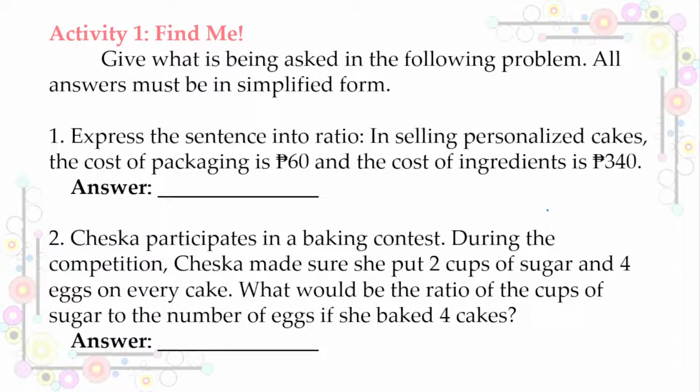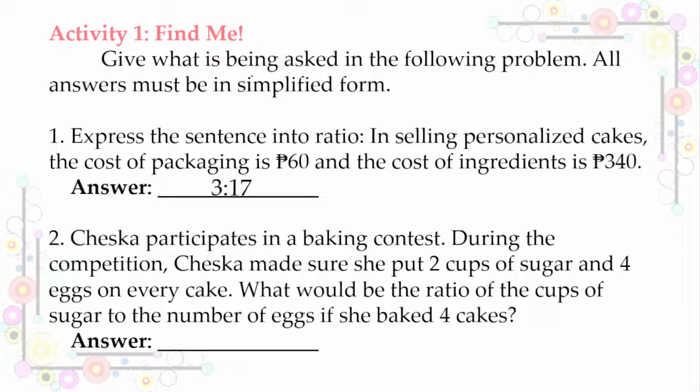So let's have number 1, express the sentence into ratio. In selling personalized cakes, the cost of packaging is 60 and the cost of ingredients is 340. So our answer is 3:17.